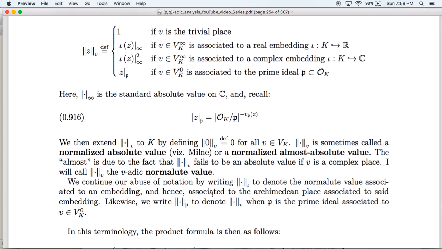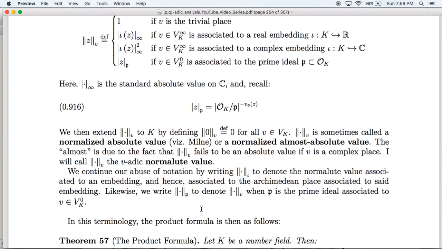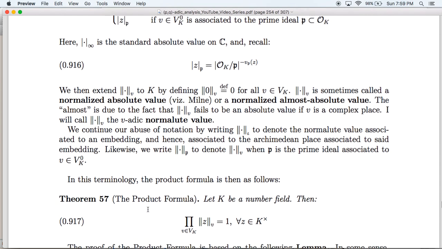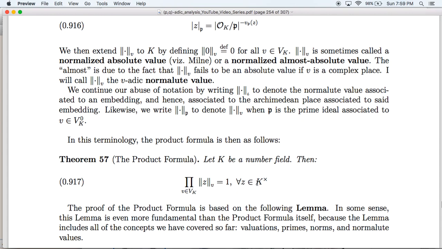Again, we're going to continue our abuse of notation by writing, with this subscript, we will allow it to be a prime, a valuation, or an embedding. And we also allow the prime to potentially be the infinite prime if we like. So in this terminology, with our normalute values, our product formula is as follows. Let K be a number field, and let Z be a non-zero element of K. Then the product of the v-adic normalute value over all places of K is going to be equal to 1.